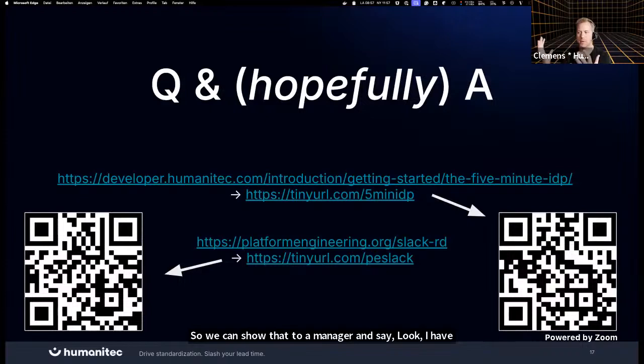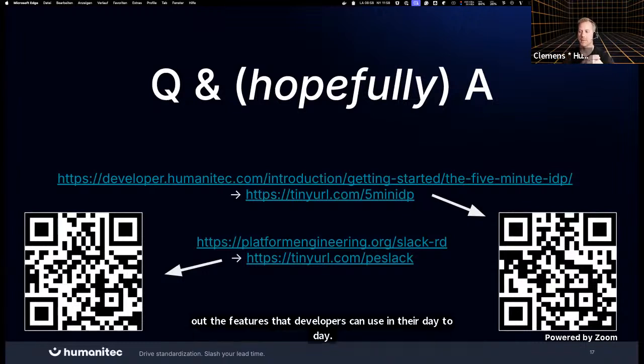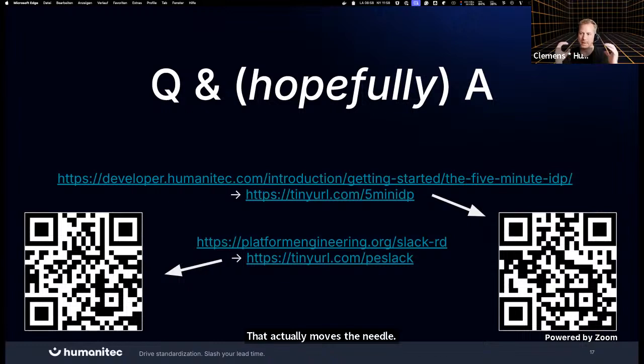to build out a little bit of credibility and get the time to build out the real features. But it's better to do it the other way around. First, build out the features that developers can use in their day-to-day that actually moves the needle and gives you the people from the base that say, hey, we need this platform because it is actually making our job much easier and we are actually saving money. And that's actually, in the end, the better way to convince the management to push the project even further.